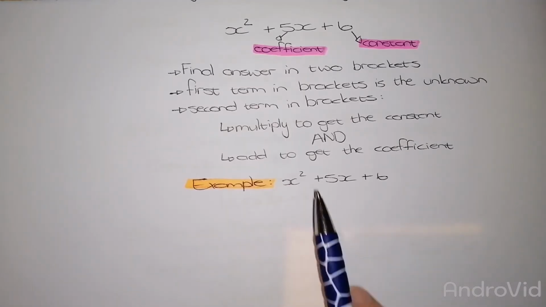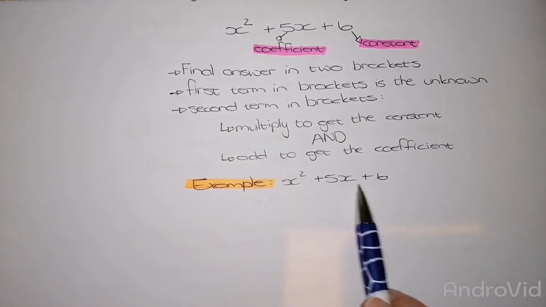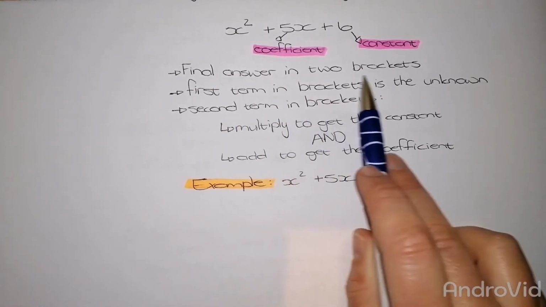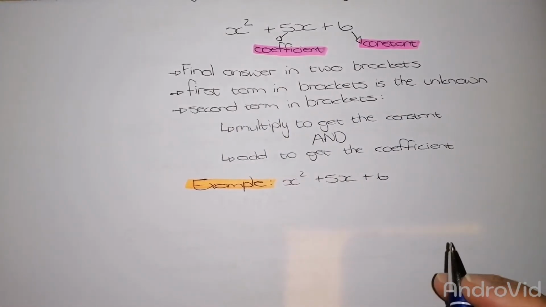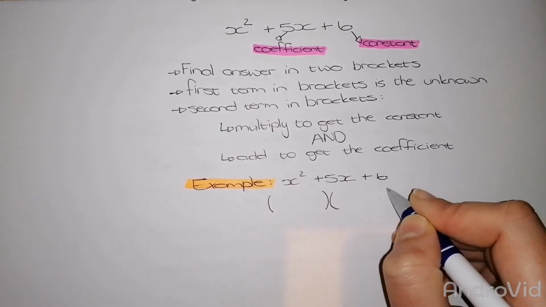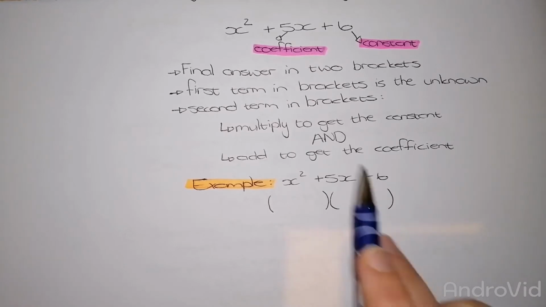So let's look at this example that we've written at the top. x squared plus 5x plus 6. Let's follow these steps. The first one says that my answer always has to have two brackets. So the first thing I'm going to do is draw up two brackets next to each other. So I know my answer has to fit in that.